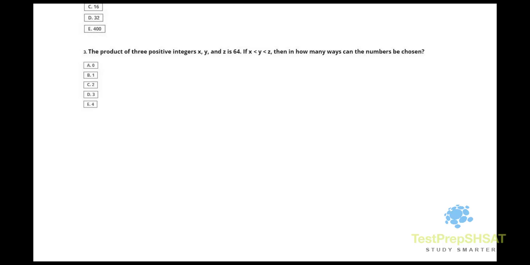The product of three positive integers, x, y, and z, is 64. If x is less than y is less than z, which basically just means that they're distinct integers, these are three different factors. Then in how many ways can the numbers be chosen?